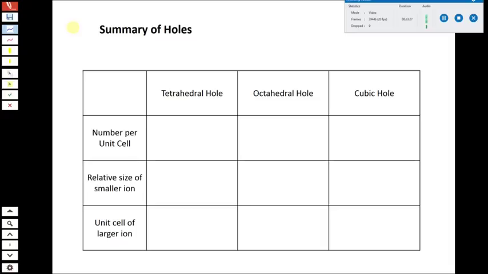So we have tetrahedral, octahedral, and cubic. The tetrahedral holes, as we just counted, there's 8 of them in one unit cell. Octahedral has 4, cubic has 1. So that's the number of each per unit cell.